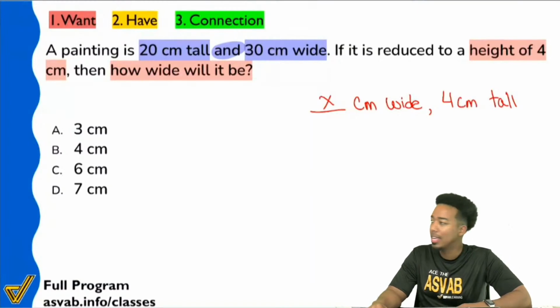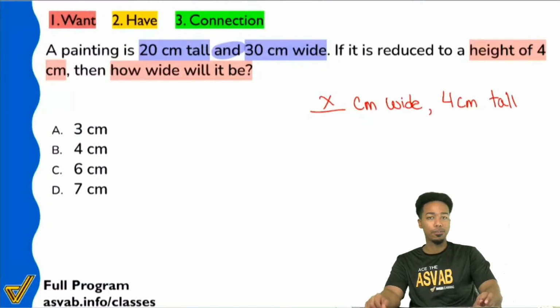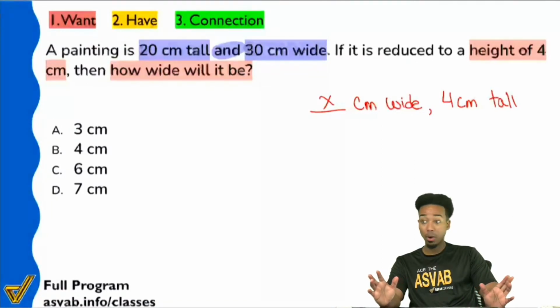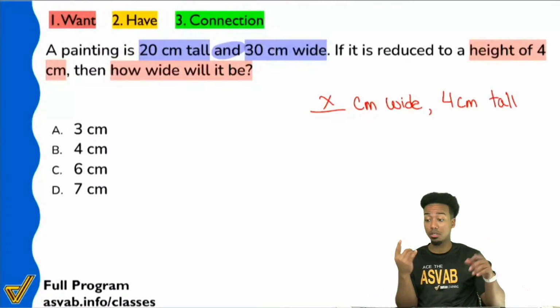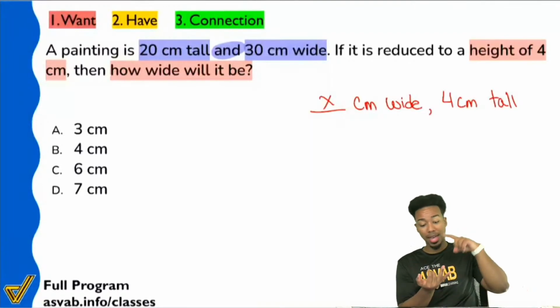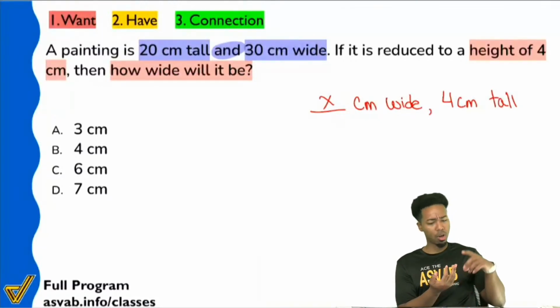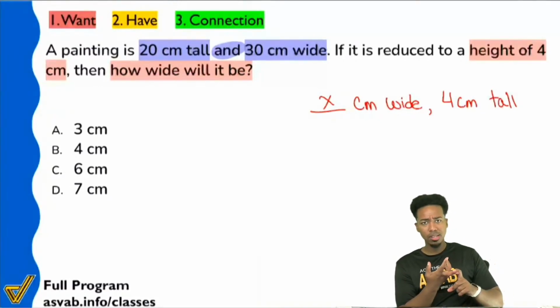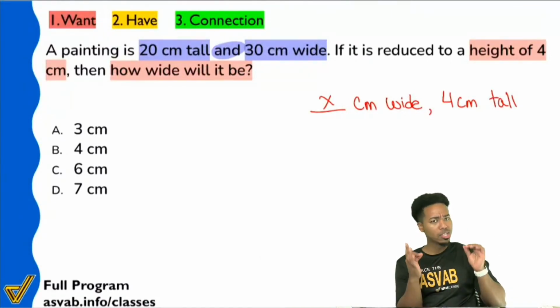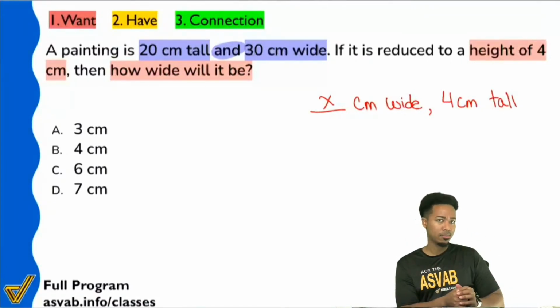Everyone, even if you are confused at this point, is it fair to say that in the first sentence we're comparing how tall something is with how wide it is? And then in the second sentence, the question sentence, we're again talking about how tall something is and trying to find out how wide it is. Do we notice that we're comparing the same things?